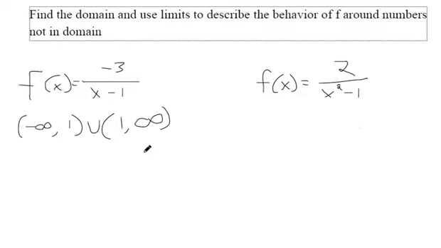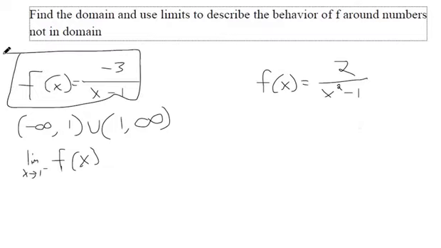So there's our domain. And so to use limits to describe the behavior, what they want you to do is say, hey, the limit as x approaches 1 from the left, and the limit as x approaches 1 from the right, because 1 is that number that's not in our domain. So the limit as x approaches 1 from the left. To describe that behavior, you could go on Desmos.com and graph it and tell me what are the y values as x gets closer and closer to 1, but from the left, like 0.9.